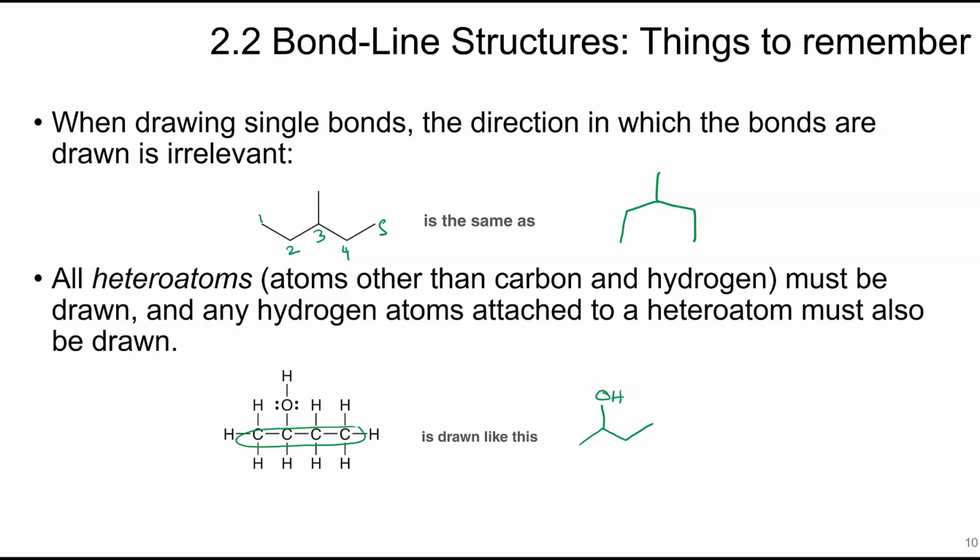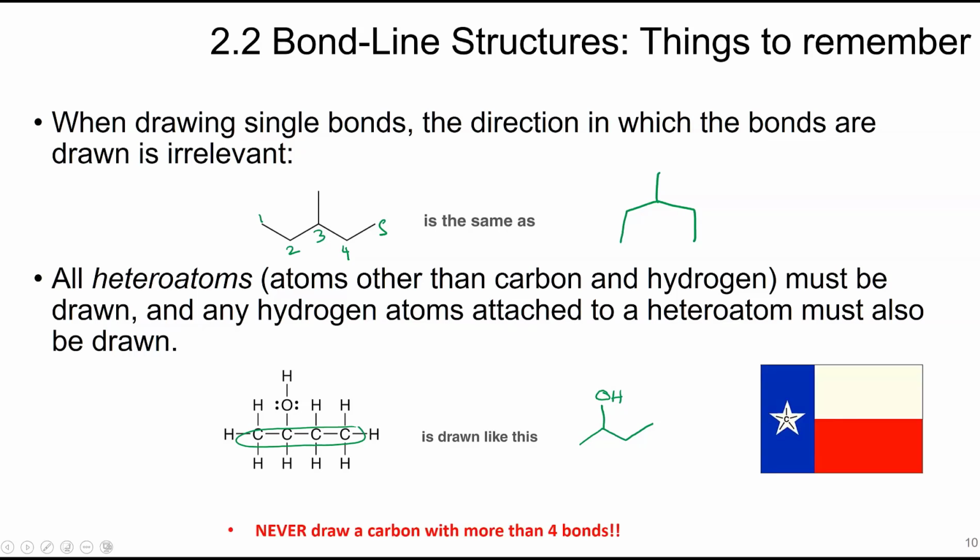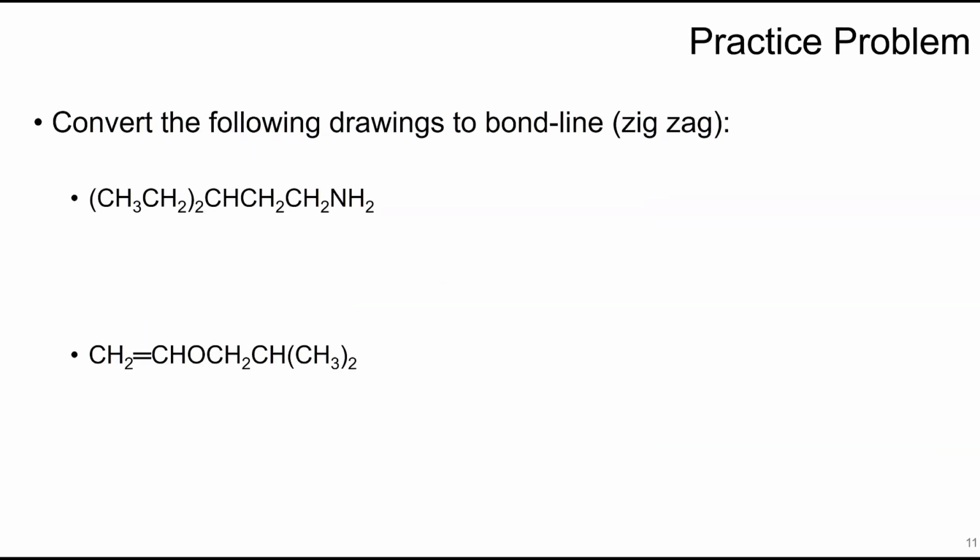And then never draw a carbon with more than 4 bonds. That would be a Texas carbon. This is a Texas carbon. With 5 bonds, this is bad. Do not do. So if we look at some practice problems, there's a couple of different ways to go about it.